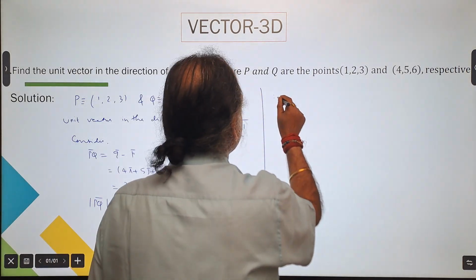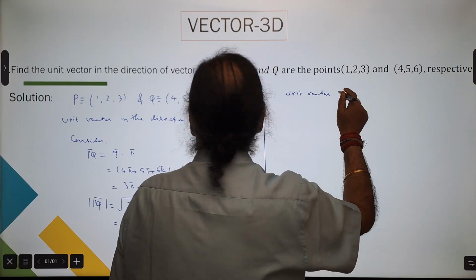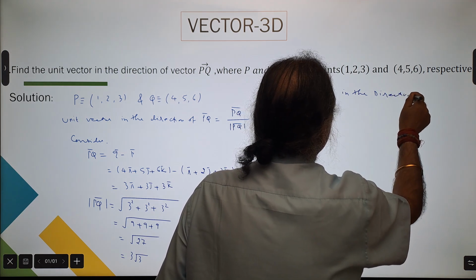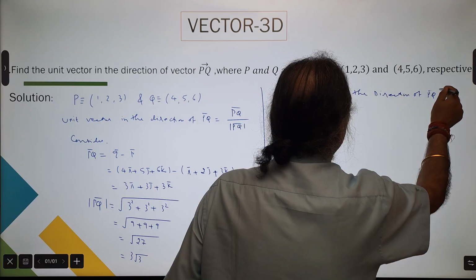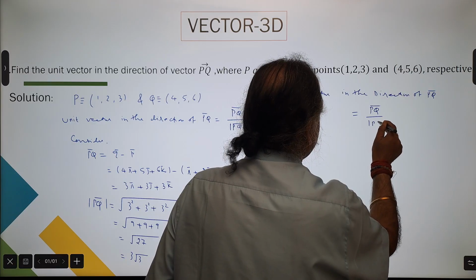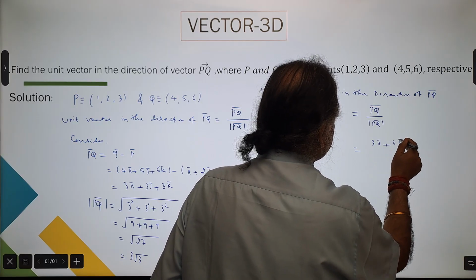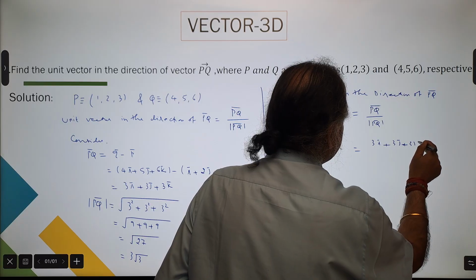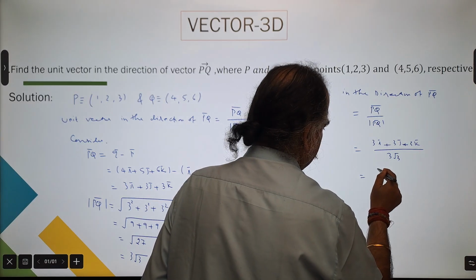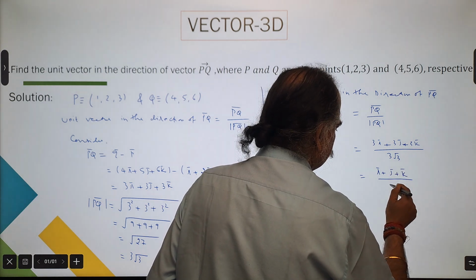Therefore, the unit vector in the direction of PQ bar is equal to PQ bar upon mod PQ bar, 3i plus 3j plus 3k upon 3 root 3, which is i bar plus j bar plus k bar upon root 3.